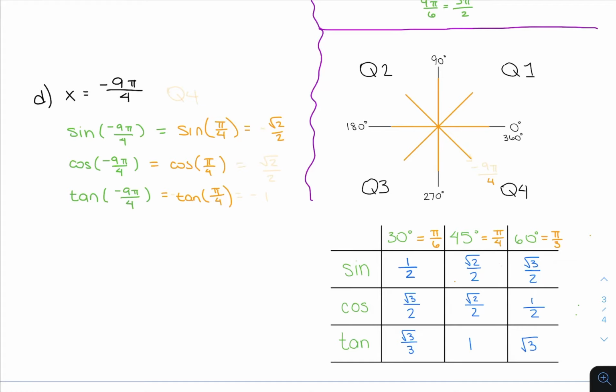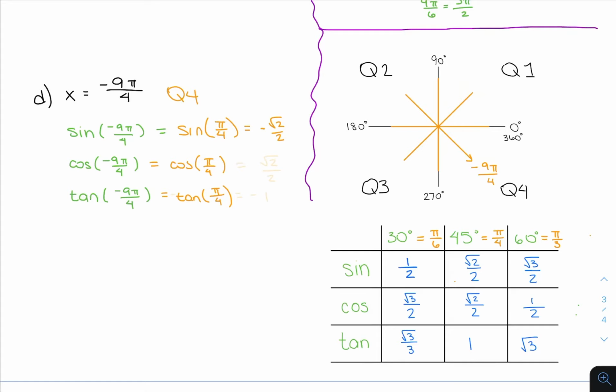So since it's pi over 4, half of it is being split up into 4 pieces. And since it's negative 9 pi over 4, we're actually going backwards. So this time, this part over here is negative pi over 4, negative 2 pi over 4, negative 3 pi over 4, 4 pi over 4, 5 pi over 4, 6 pi over 4, 7 pi over 4, 8 pi over 4, 9 pi over 4. So this here is 9 pi over 4, and this is the angle that we are focusing on. So since it's in quadrant 4, this is negative.